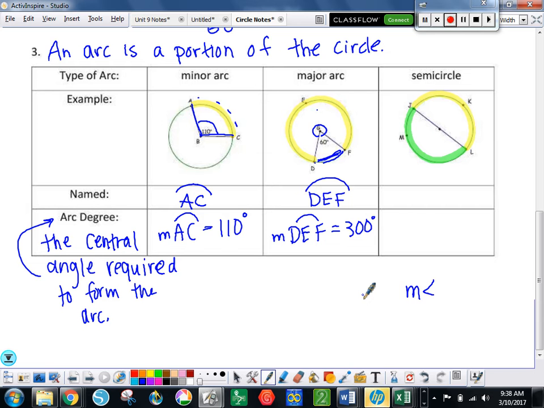Now with this last one, a semicircle is half of the circle, right? So technically I have two semicircles here. If I wanted to name the yellow one, how would I name it? KL. And what's the measure of a semicircle? 180. Half of 360 because it's half of the circle. And isn't this a line right here? What's the measure of a line? 180, right? There it should be. Any questions so far? Okay.